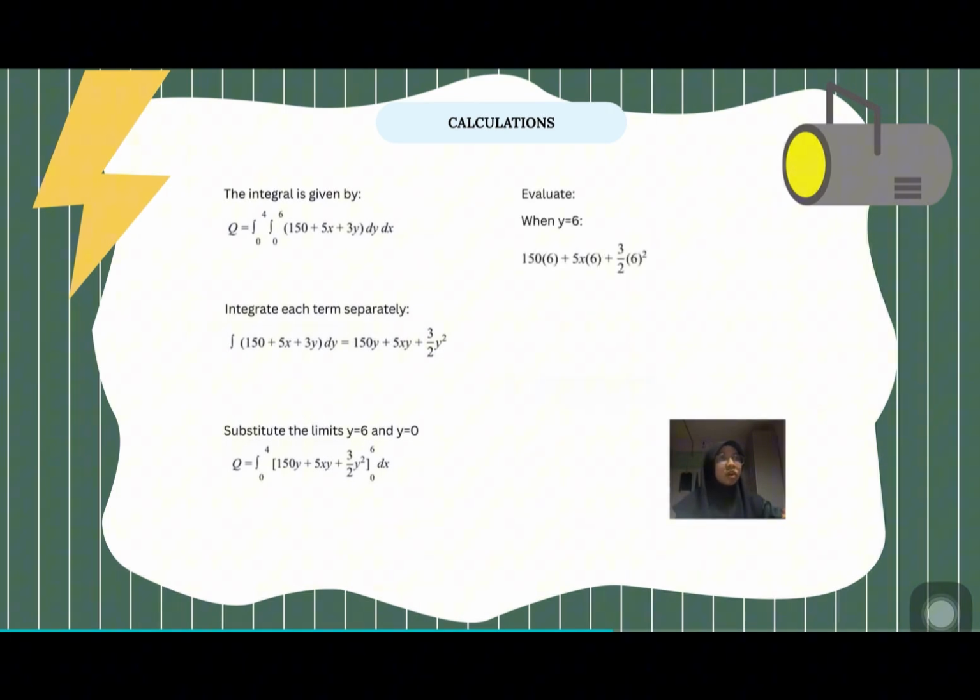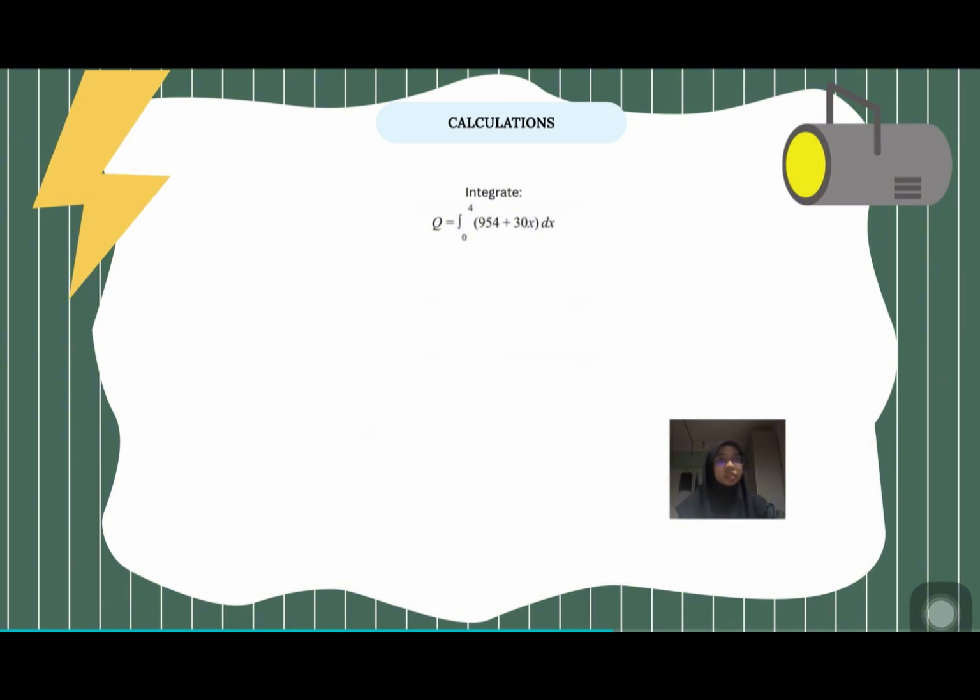Evaluate when y equals 6. We get 150 multiplied by 6, plus 5x multiplied by 6, plus 3/2 multiplied by 6 squared. We get 954 + 30x. When y equals 0, the integral is 0. After evaluating the inner integral, we simplify the expression to 954 + 30x, leaving only one variable to integrate.